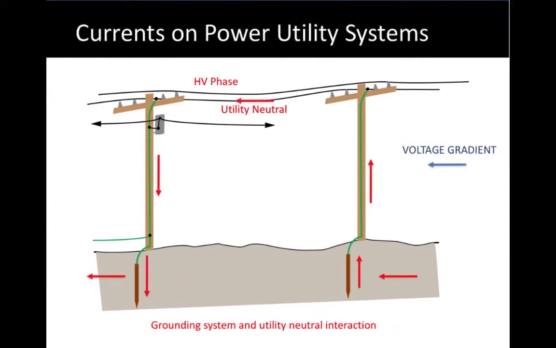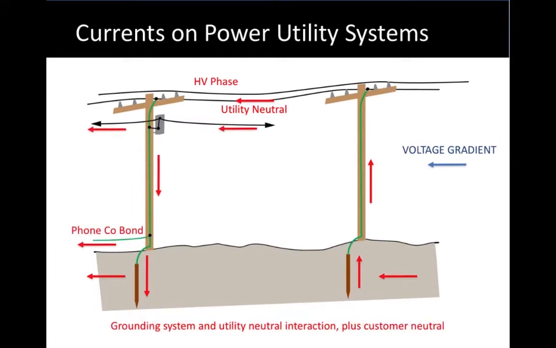Now we'll add a little additional feature. If we had a voltage gradient present for this scenario, the voltage gradient as shown from right to left would cause current pickup on the right, flow down the utility neutral, and discharge on the left, again following this established system.